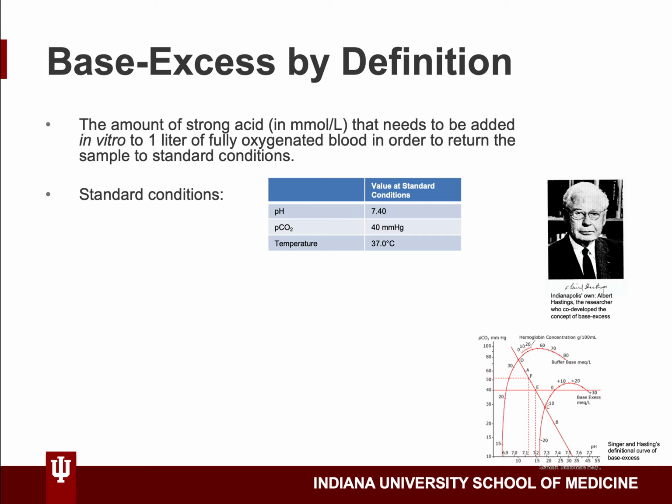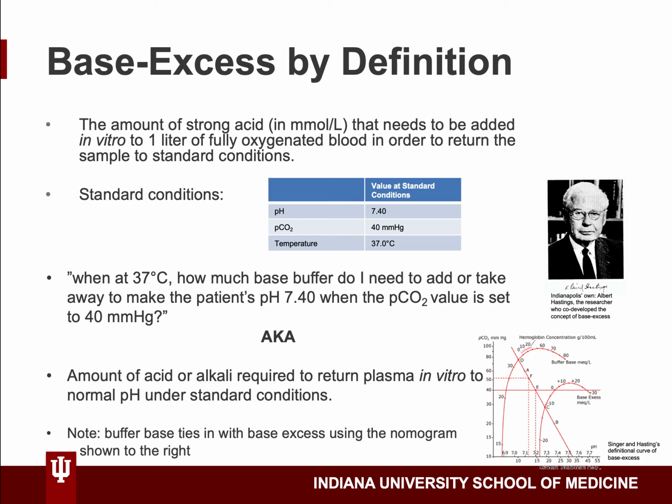For all concentrations of hemoglobin, base excess is the amount of acid that needs to be added to 1 liter of fully oxygenated blood in order to return the sample to standard conditions. Understanding this concept may be easier after learning the history behind it.